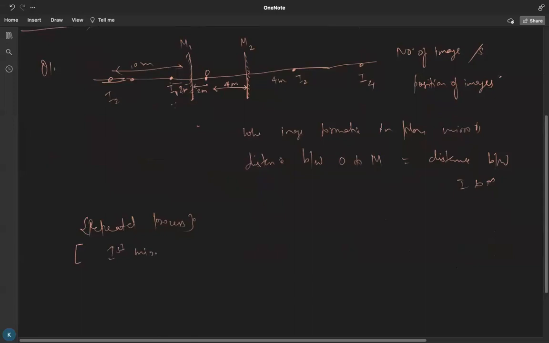हाँ, फर्स्ट मिरर, let me write it: the image formed by first mirror acts as object for second mirror and vice versa. So this is an actually important thing.